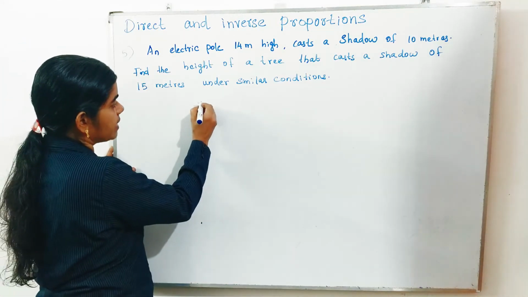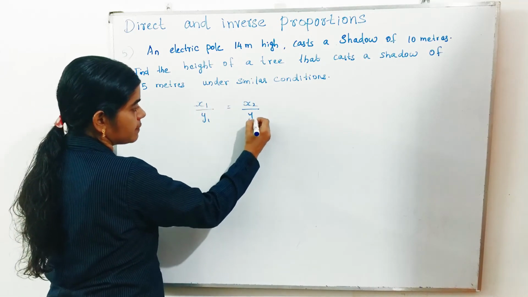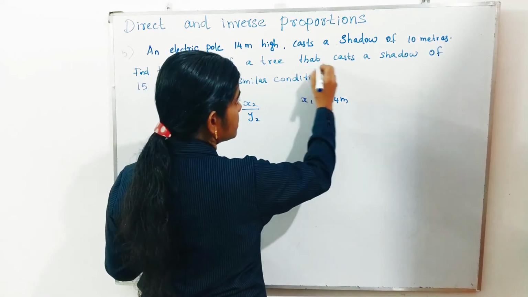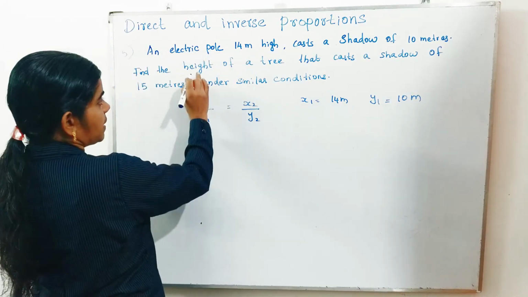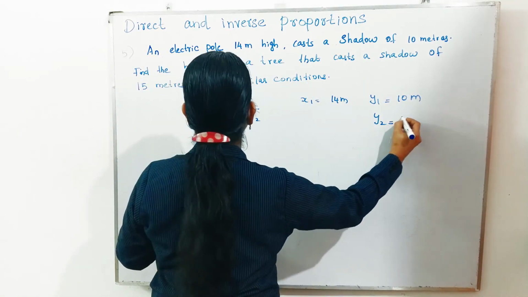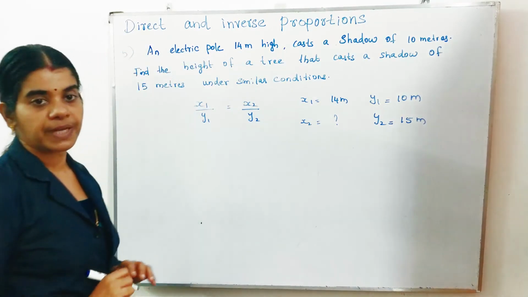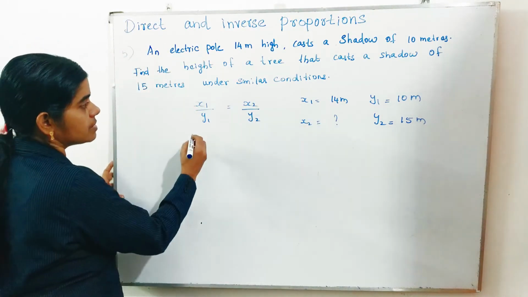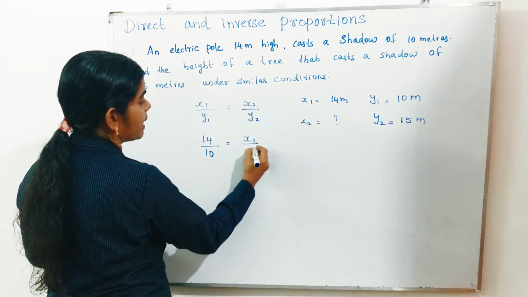So what is the formula? x1 by y1 is equal to x2 by y2. First case, x1 is equal to 14 meters. Shadow's length, that is y1, is equal to 10 meters. Next, height of a tree you want to find. Shadow's length is given, that is y2 is given, 15 meters. So x2, that is height of the tree, you want to find out. Its shadow is given, 15. This is direct proportion. So substitute the values. 14 by 10 is equal to x2 by 15.